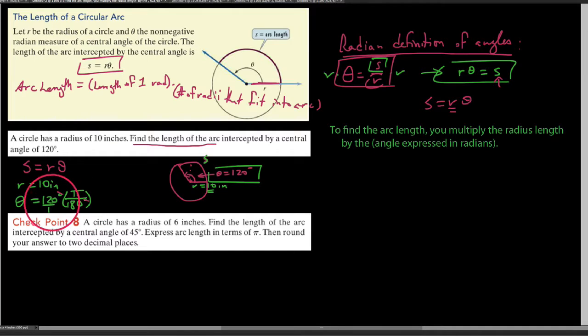And I recognize that 60 goes into both 120 and 180. So I'm going to go ahead and reduce these by factors of 60. 60 goes into 120 twice, and it goes into 180 thrice. So we get 2 times pi over 1 times 3. Our angle must be 2 pi thirds radians.